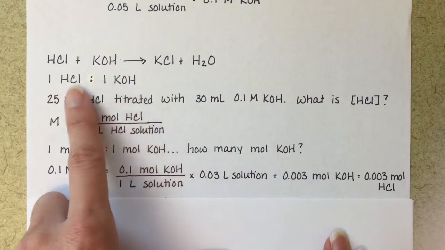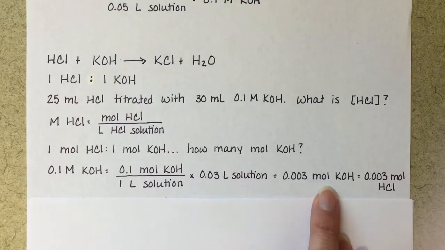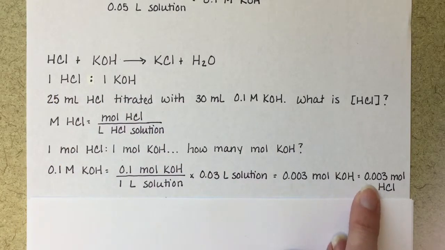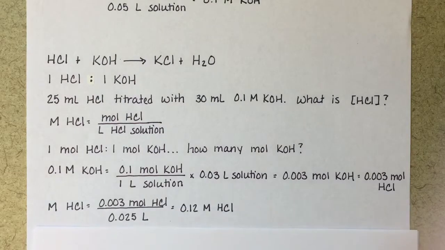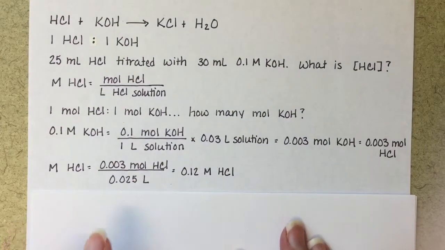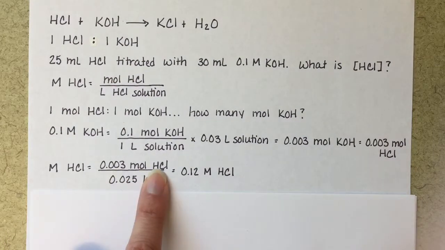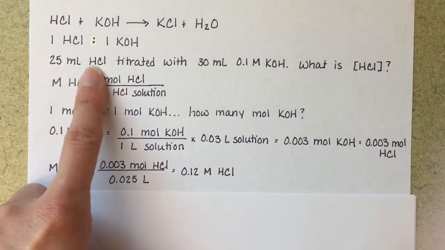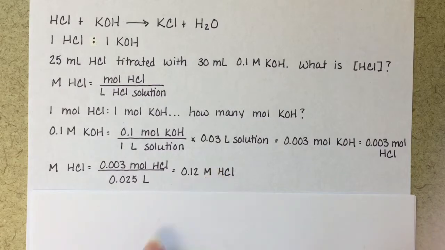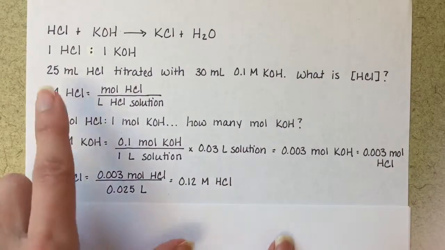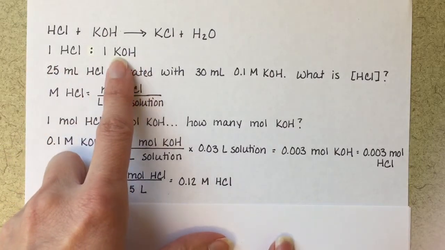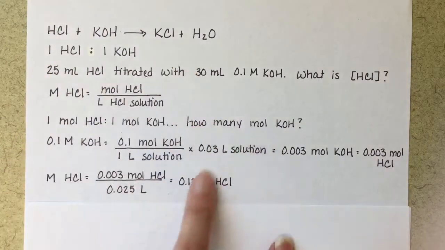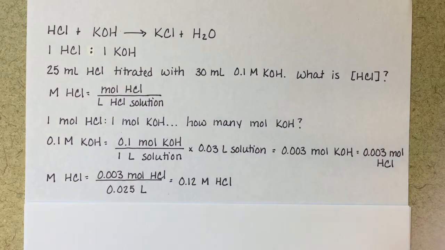Because of the 1-to-1 ratio, 0.003 moles of KOH is exactly how many moles of HCl we have, 0.003. And then again, we're just going to plug that into our molarity calculation. 0.003 moles of HCl divided by the volume of HCl in liters, 0.025, and that is the molarity. And you'll do this again in your post-lab as well, only in your post-lab you'll be using NaOH instead of KOH. That does not affect the way you calculate it, just the way that you write it down.